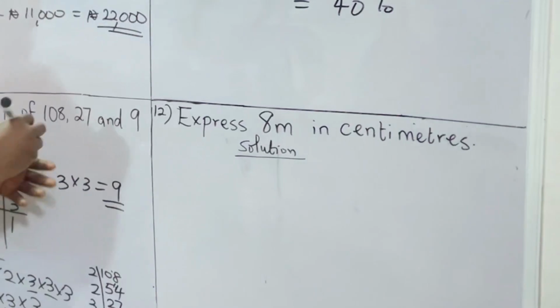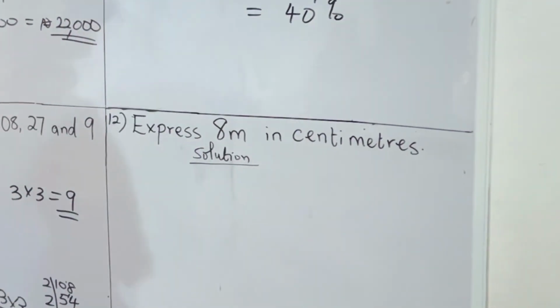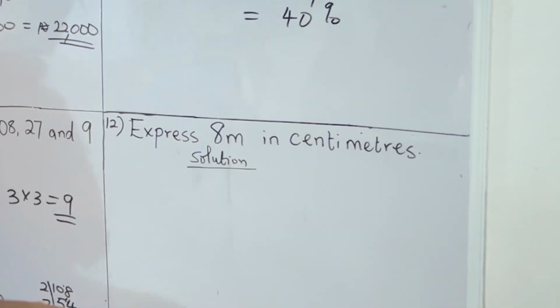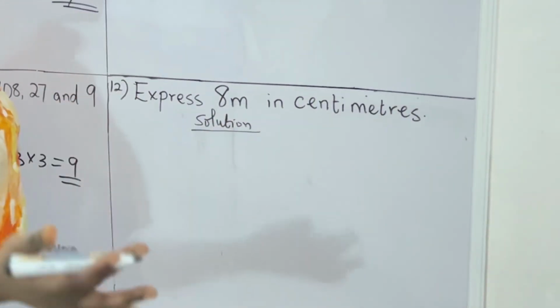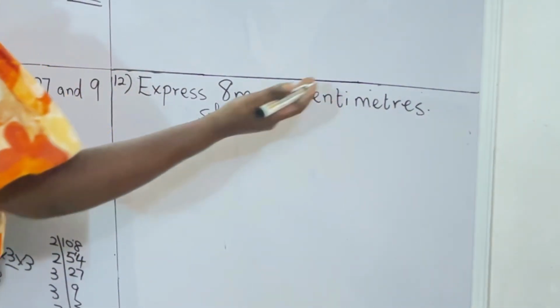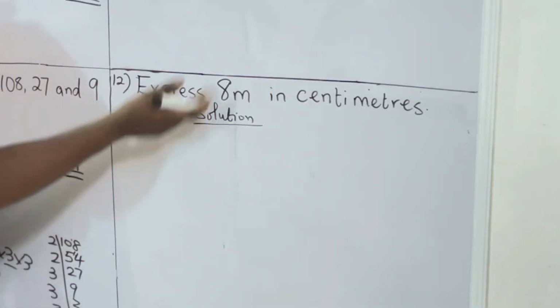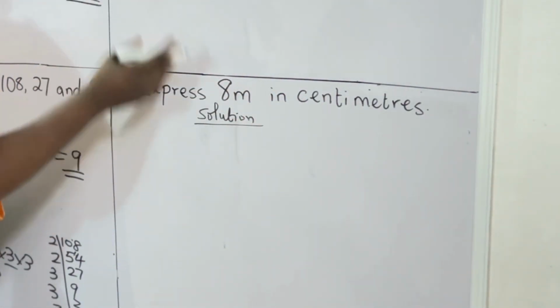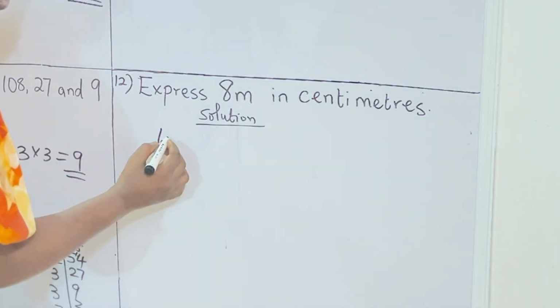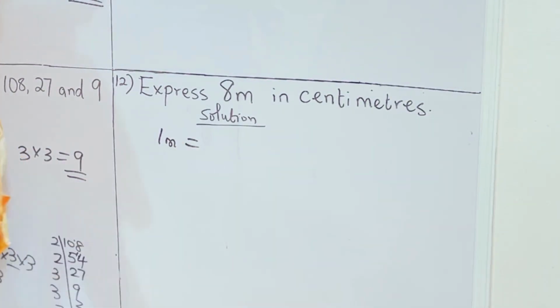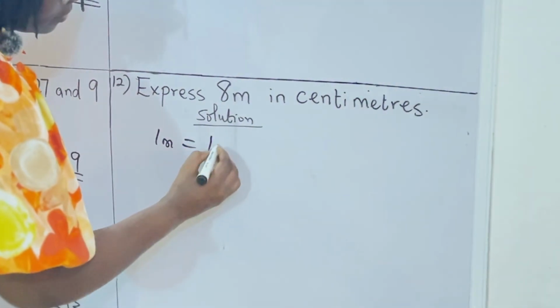Question 12 says, express 8 meters in centimeters. Express 8 meters in centimeters. You need to know your metric table. 10 millimeters make 1 centimeter. 10 centimeters make 1 decimeter. And 10 decimeters make 1 meter. So you have 100 centimeters in 1 meter. So 100 centimeters will make 1 meter.